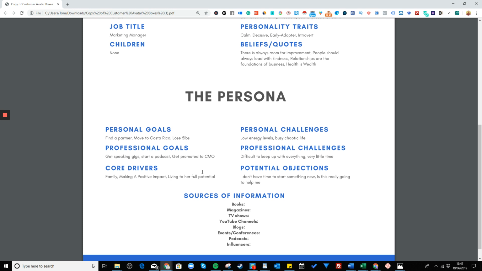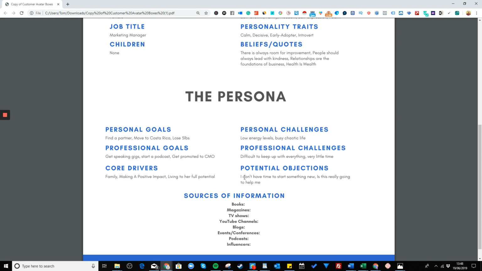So again, it's just a way to be able to, instead of just listing out a load of benefits, actually speak to the impact that you're going to have in Mandy's life and what it's going to allow her to do. So personal challenges, she's maybe got at the moment very low energy levels. She has a very busy, chaotic lifestyle trying to balance work and life. Professional challenges, she has difficulty keeping up with everything. She's rushed off her feet and she has very little time. She's constantly being pulled from one thing to the next. So that's a big obstacle for her at the moment, and maybe another reason why she hasn't been able to focus so much on her health.